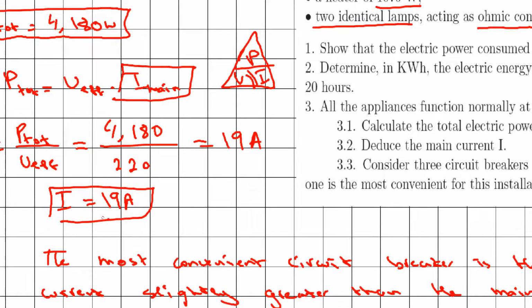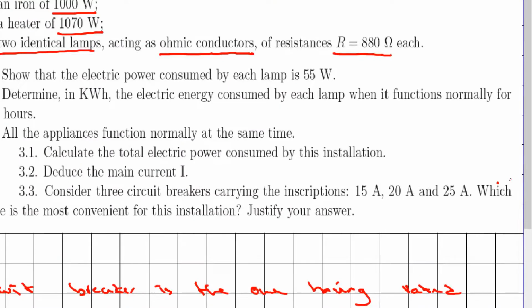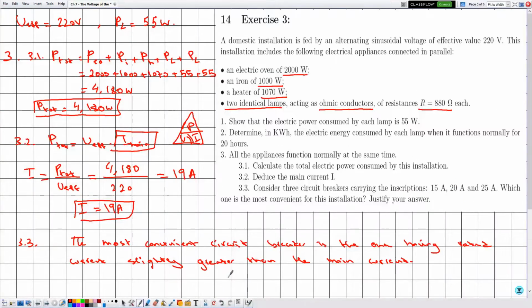So the main current is given by 19. The rated currents greater than 19 are given by 20 and 25. 15 is eliminated. But the one which is slightly greater than 19 is given by 20 amperes. 25 amperes can work for this domestic installation, but 20 is more convenient. So in this case, the answer is 20 amperes.